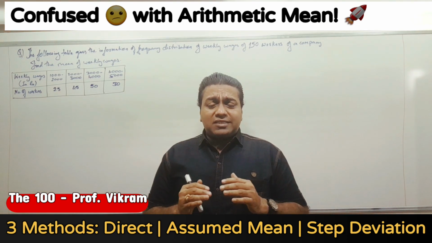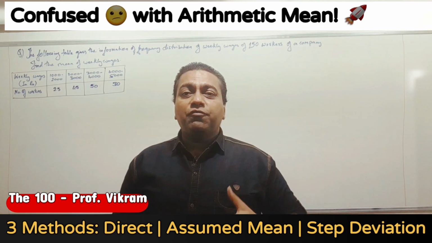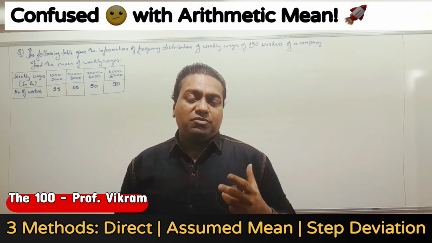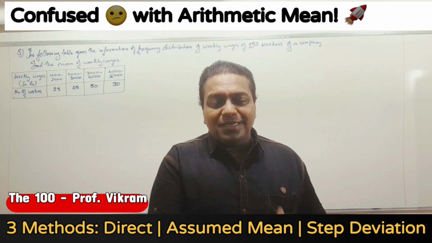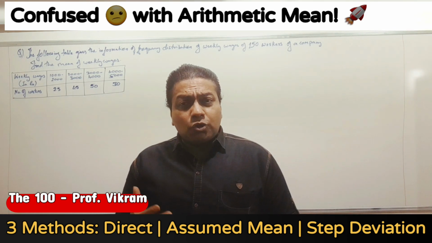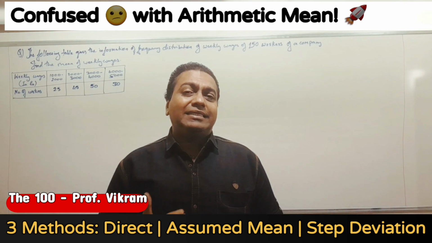So the base of the stats that we are going to start and understand today is about how to find out the mean average, basically. So how to find out the mean score. We have already seen how to find out the mean score for ungrouped data. Today we are going to discuss how to find out the average mean score for grouped data.